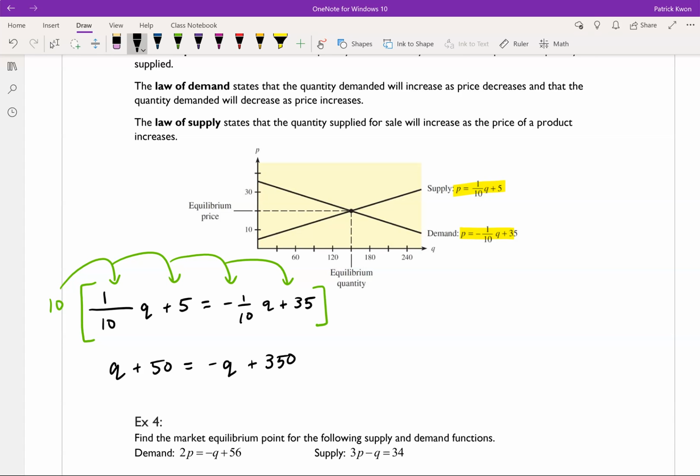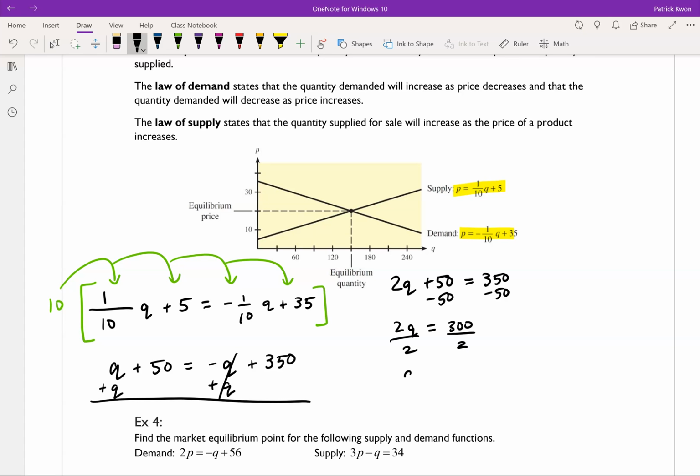And now I just want to solve for Q. So I'm going to add Q to both sides. Those will cancel out. And I get 2Q plus 50 is equal to 350. Then I can subtract 50 on both sides, and I get 2Q is equal to 300. And then if I divide both sides by 2, I get Q is equal to 150.